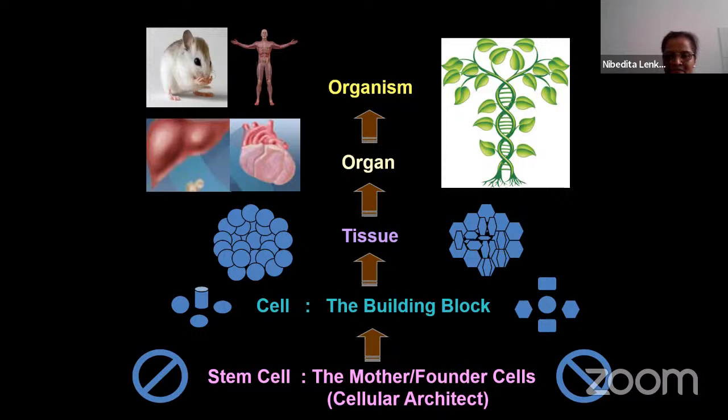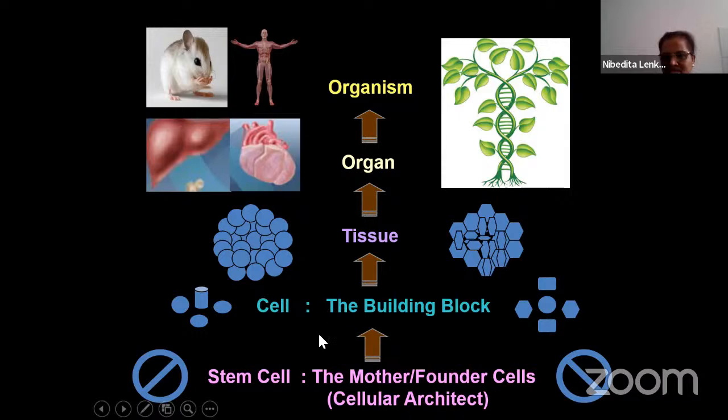This is like any kind of building: when you are thinking of one, the architect puts the foundation stone. In the same way, the stem cells are the cellular architect. They ingrain the entire cellular architecture within, and the same thing happens during development. After division, it provides the building blocks, the cells, then tissues, organs, whether it is plant or animal, or anything. So that is what is coming from the mother cell or the stem cell.